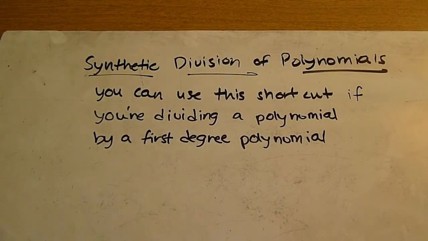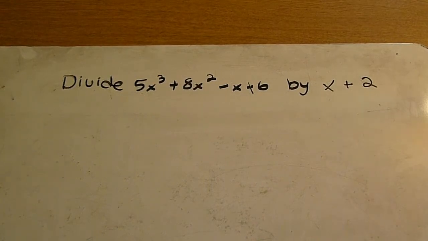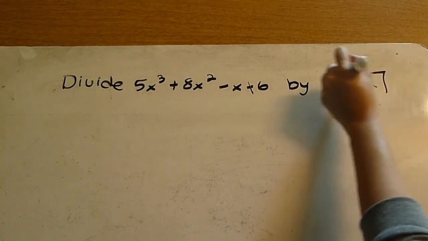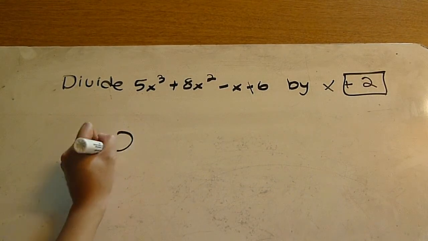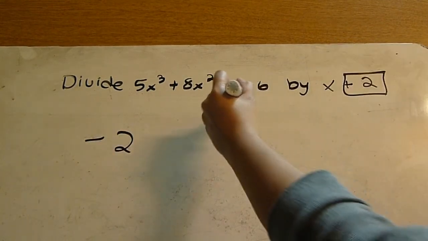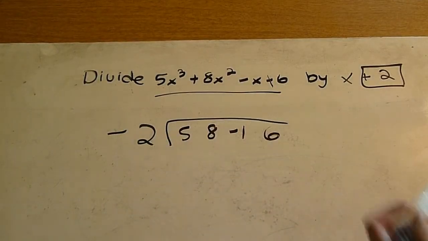Now we'll talk about synthetic division of polynomials. You can use this shortcut if you're dividing a polynomial by a first degree polynomial. So let's divide this problem, and the first thing you want to do is take the opposite of this number, and you get negative 2. Then you take the coefficients of this equation. You get 5, 8, negative 1, and 6.